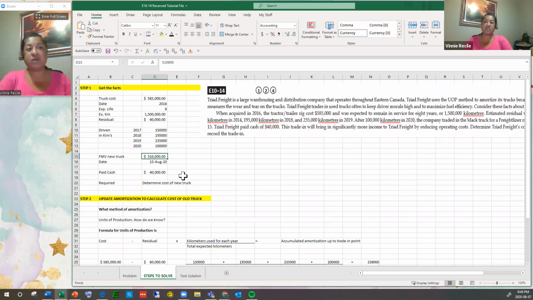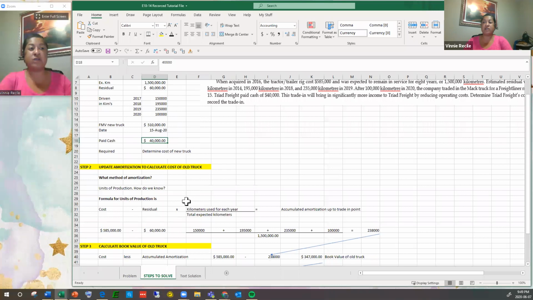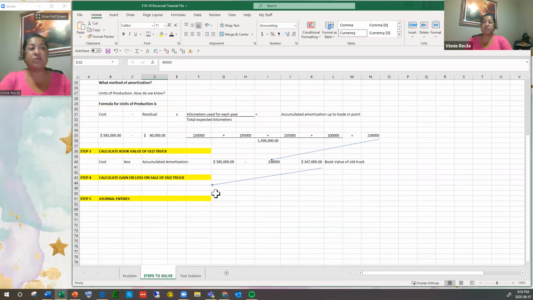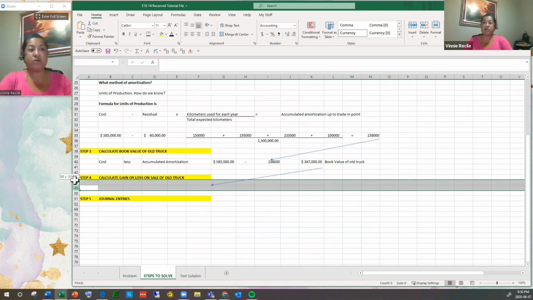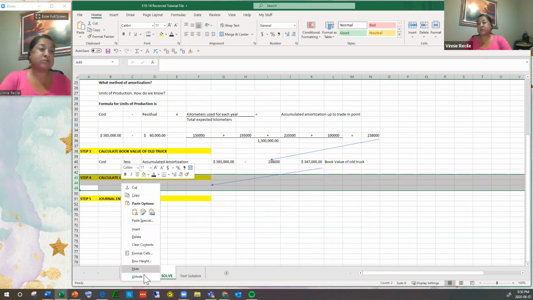The new truck's value is $510,000. In order to get this new truck, we've traded in the old truck at $347,000, and then we've paid an additional $40,000 of cash. So what we're trying to assess here is really, did we get a good deal on this truck? Did we make money, or did we lose money on this trade-in transaction? That's what we're trying to figure out in this problem and scenario. So let's go to step 4 to figure out whether we did make or lose money on this.